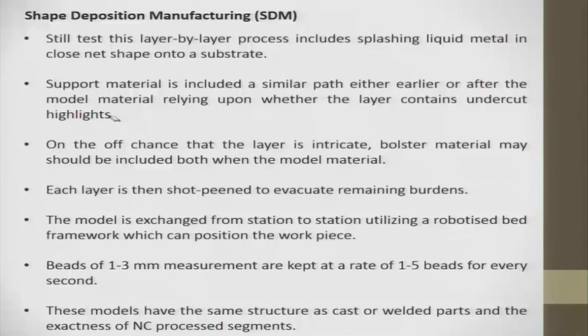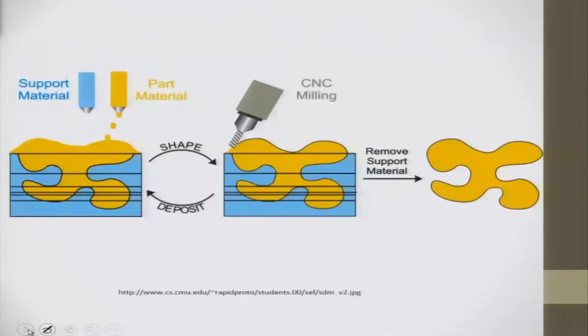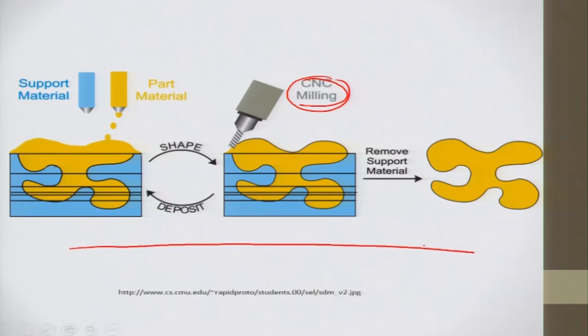So another method is shape deposition manufacturing. So please go through this method as well. In this case, what happens is the support material is provided here, and layer by layer the part material and support material is there, and the support material is then removed using CNC milling. This figure very well explains how this happens.